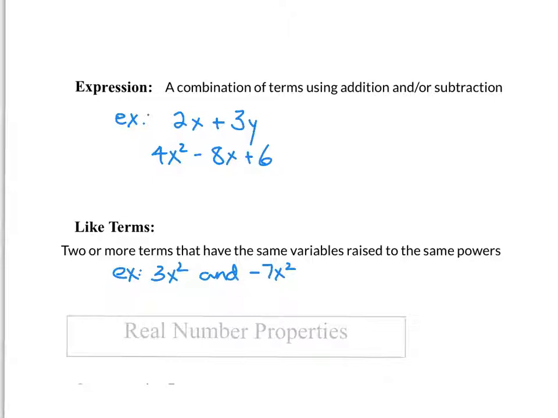When we have like terms, we are allowed to add like terms together. So if I had the problem 3x squared minus 7x squared, I can combine these like terms to get negative 4x squared, just by adding the coefficients.